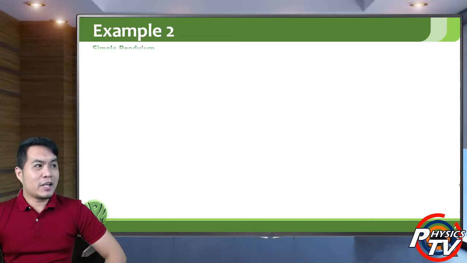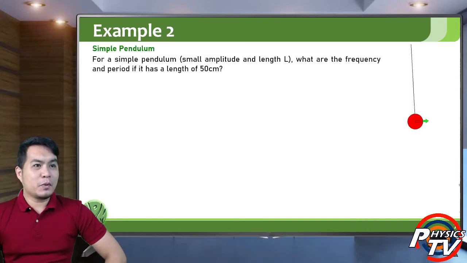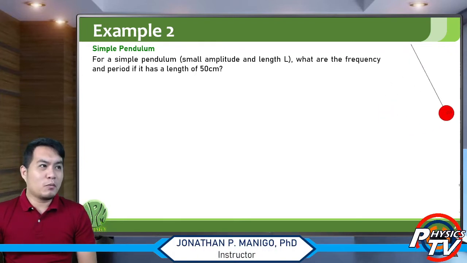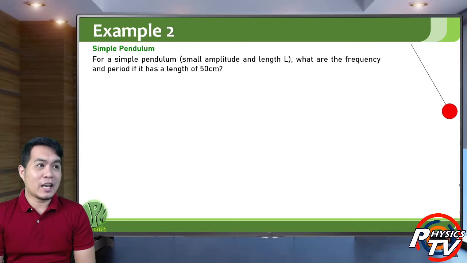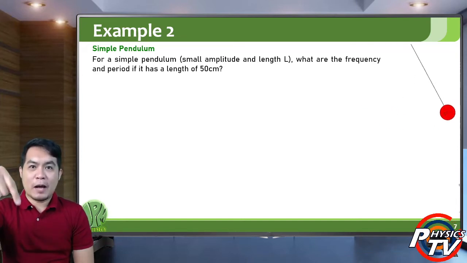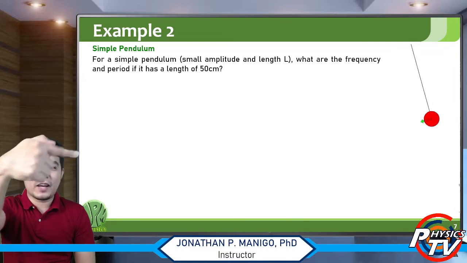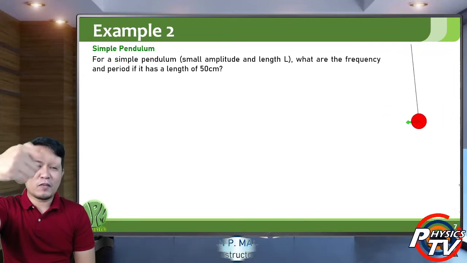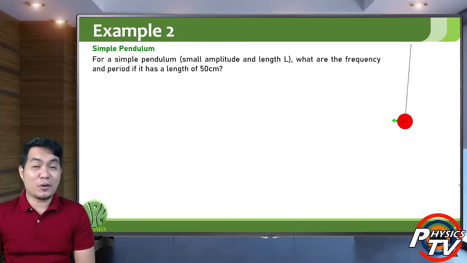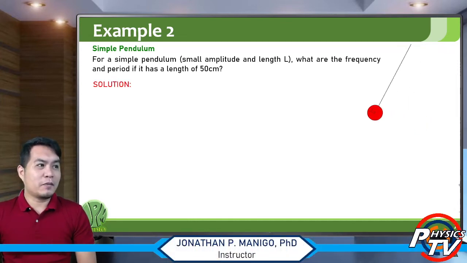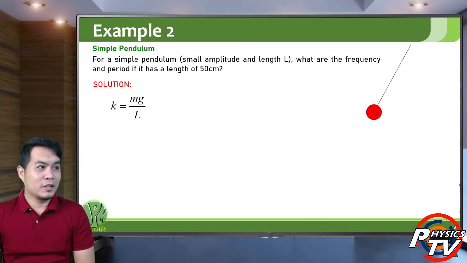So let's have another example. For example, a simple pendulum. A simple pendulum is actually a pendulum wherein the amplitude is very small and it has a length L. When you say the amplitude is very small, meaning it's just very small swings, not very wide swings. Because if you have a very wide swing, it's no longer a simple pendulum. So what are the frequency and period if your simple pendulum has a length of 50 centimeters?